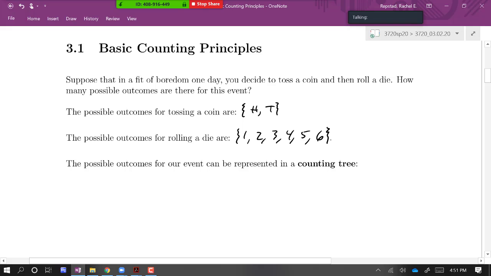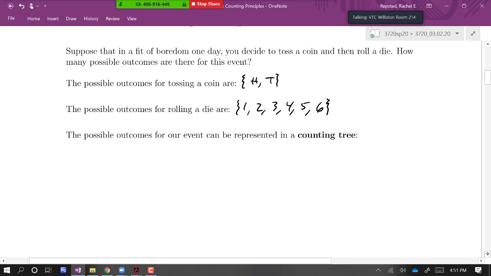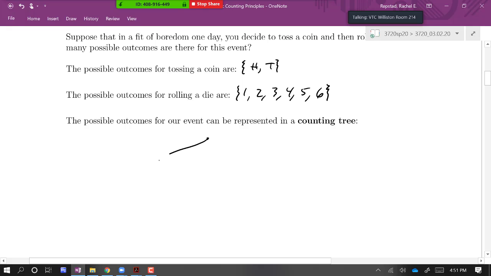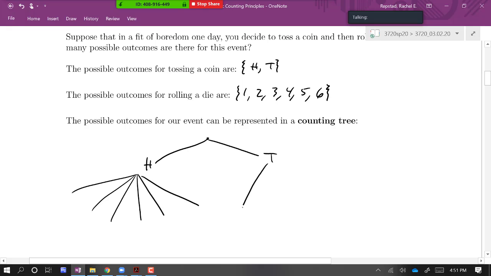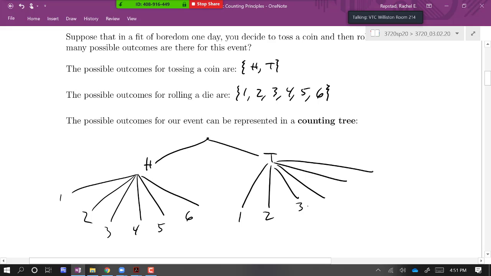So if I'm trying to think about what the possible outcomes are, as a sequence, I toss a coin first and then I roll a die. We can visualize the set of outcomes. Here's our starting point. The first thing we do is toss a coin. I'm going to go down one of these branches, and then as soon as I do that, I'm going to roll a die, and I'm going to go down one of these branches. So we have a little tree to describe this sequence of events.